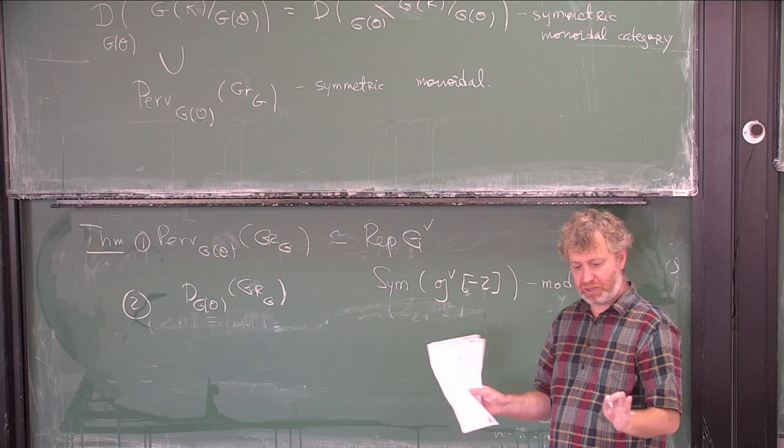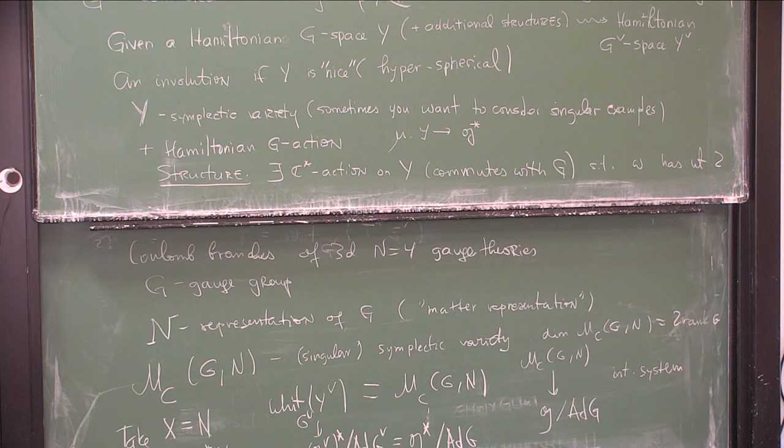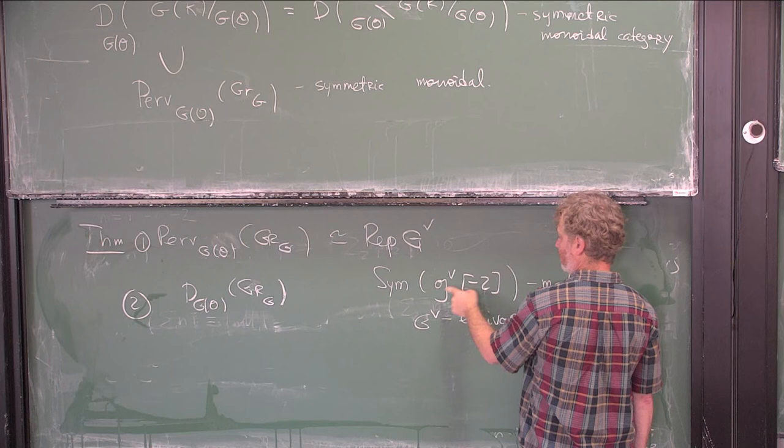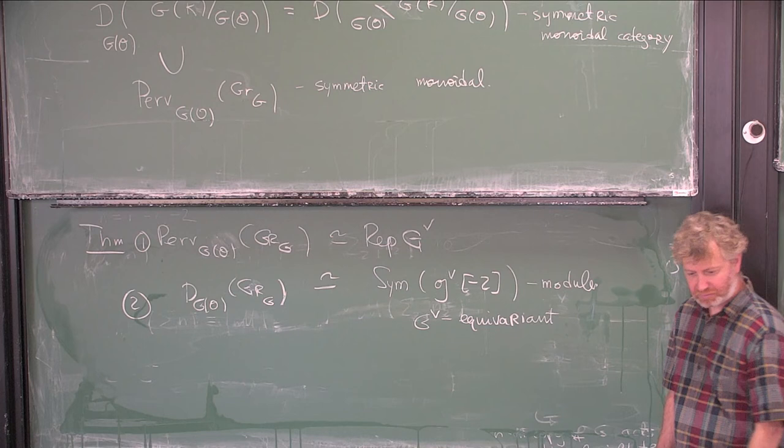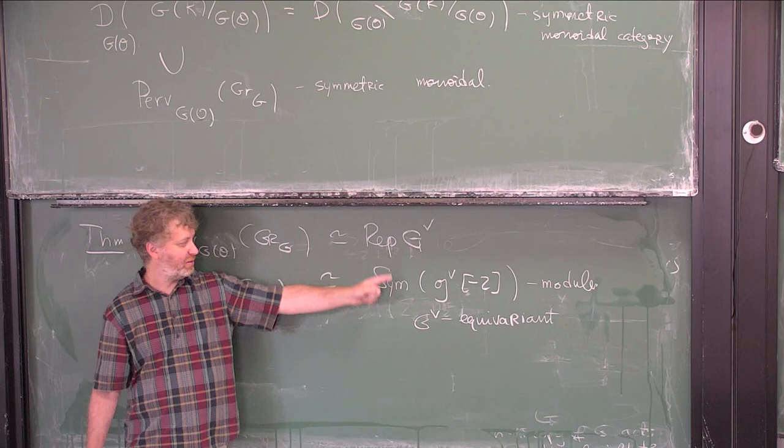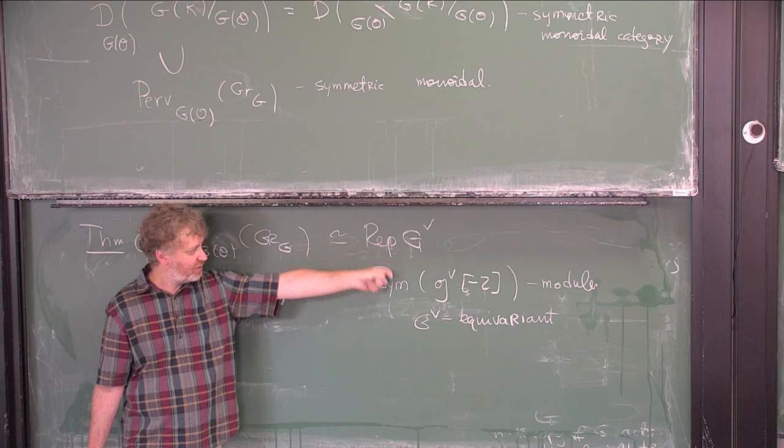Again, the DG algebra is pretty stupid. It just has zero differential, but DG modules can already be non-trivial, which are also G-check equivariant, which just means that they are endowed with an action of G-check, which is compatible with the G-check action on the algebra. You might wonder how, in this language, this category sits inside this one, so how to describe this embedding. I won't tell you because I don't have time, but I will leave it as an exercise.